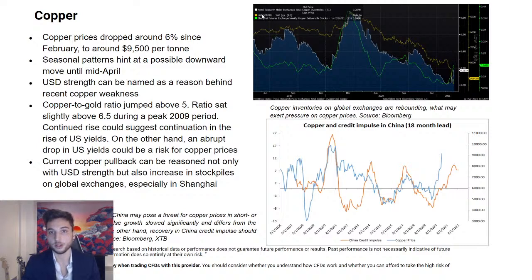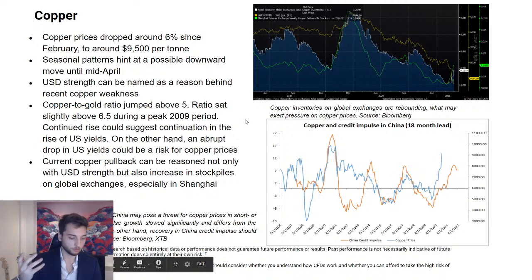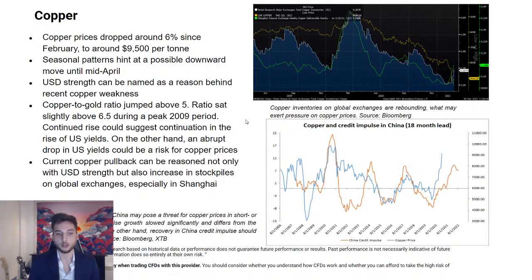And if we look at this, the yellow line is copper. Copper and credit impulse in China. So lack of credit expansion in China may pose a threat for copper prices in the short or medium term. Credit impulse growth slowed significantly and differs from the 2010-2011 situation. On the other hand, recovery in China's credit impulse should be positive for copper, mainly related to what I was just talking about, where since China is one of the main importers of copper in the world, if not the main, the more credit there is in China, meaning the more money that circulates in the economy, the more potentially copper will be imported. This is the case for any metal, but we're using the example of copper because it is very relevant to China in this case.